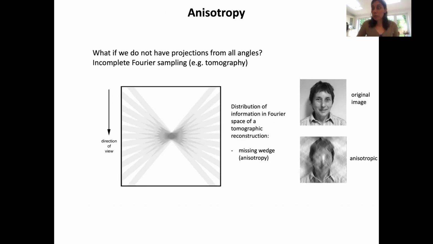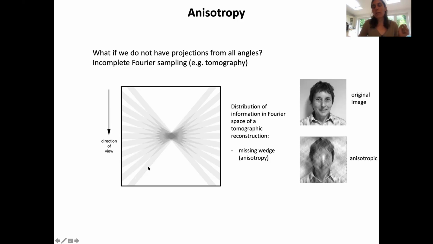The projection theorem also allows us to understand anisotropy. So what if we do not have projections from all angles? I had 3 in my example from the projection theorem, which of course is a bit extreme. We might have millions of projections from millions of particles, but what happens if some views are missing? So we have what we say incomplete Fourier sampling.